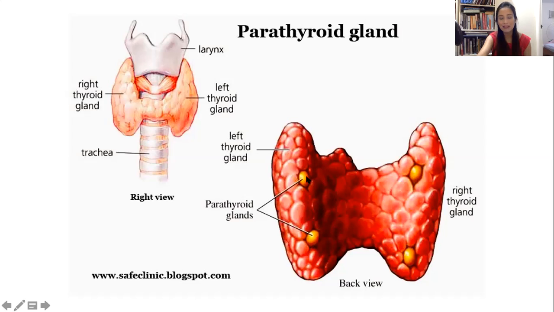If this happens, if the patient loses his or her parathyroid glands, it will be very devastating for the patient because of the important effects of parathyroid hormone on calcium metabolism. And we all know that calcium is very important in our cellular processes. No?